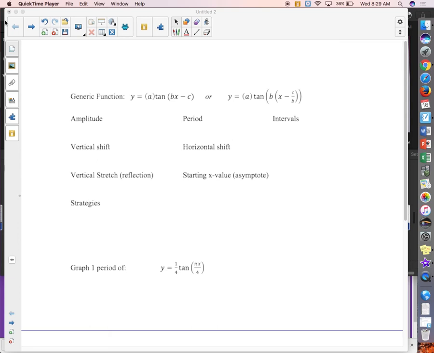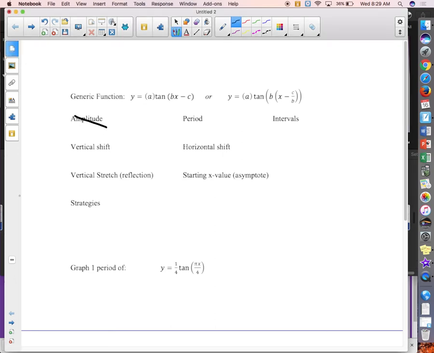Today what we're going to be working on is the graph of tangent. This is the last video for 4.5. We're going to first start with the amplitude. There is no amplitude for the function because the range is infinite.